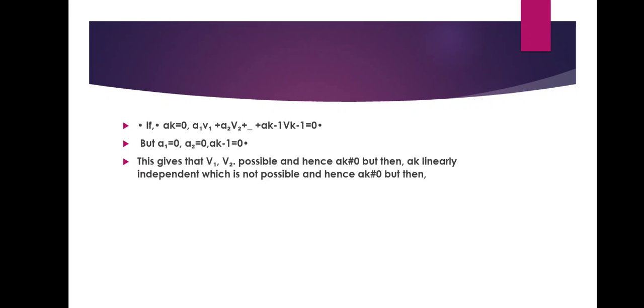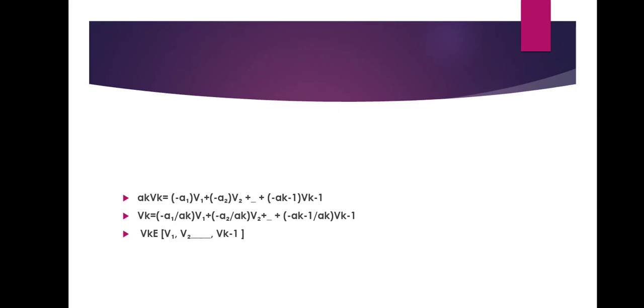But then alpha k vk = -alpha1 v1 - alpha2 v2 - ... - alpha(k-1) v(k-1). So vk = (-alpha1/alpha k) v1 + (-alpha2/alpha k) v2 + ... + (-alpha(k-1)/alpha k) v(k-1). Hence vk belongs to span{v1, v2, ..., vk-1}.